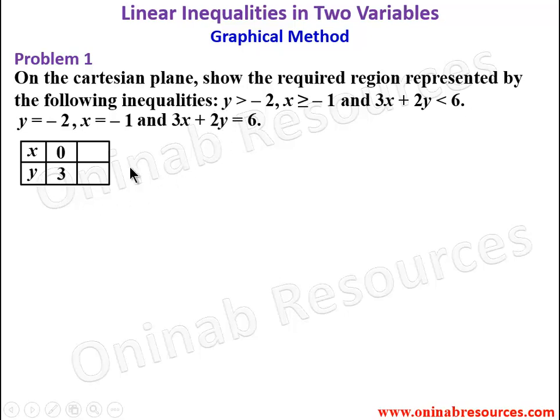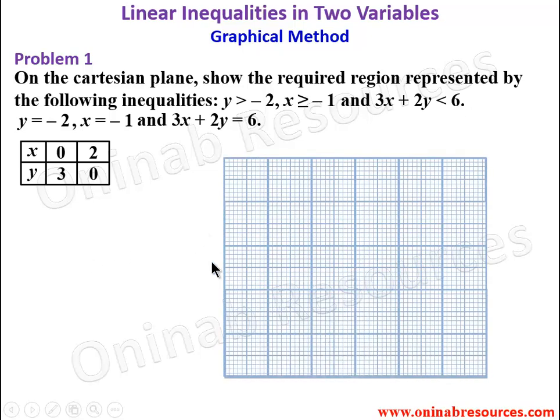And also, when y is equal to 0, 2 times 0 will give us 0. Then we'll be left with 3x is equal to 6. Dividing both sides by 3, you have x to be 2. So we've gotten all required to draw the graph. So we now have the graph here.